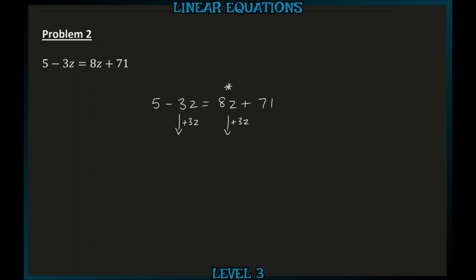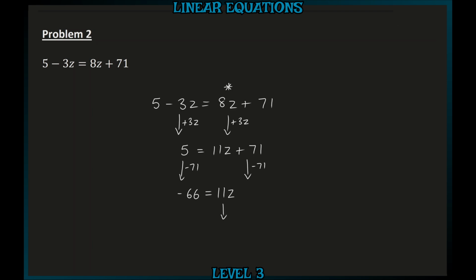So on the left, the minus 3z and the plus 3z cancel out to just leave us with 5. And on the right, 8z plus 3z gives us 11z, and we still have a plus 71. Staying on the right hand side, we need to remove the plus 71. So we use its inverse, which is minus 71, and do the same to the left. 5 minus 71 is minus 66. And on the right, the plus 71 and the minus 71 cancel out, so we're just left with 11z.